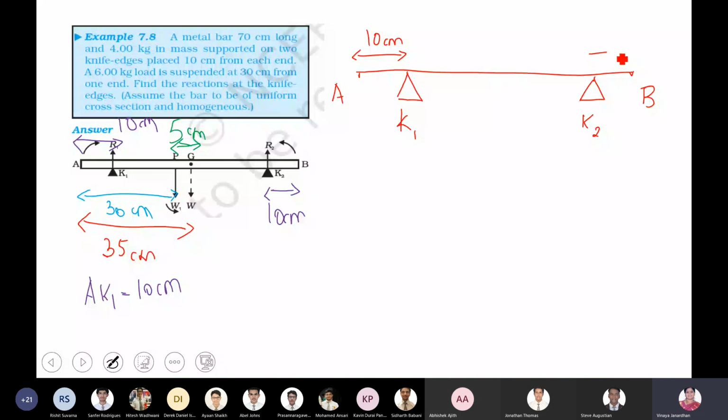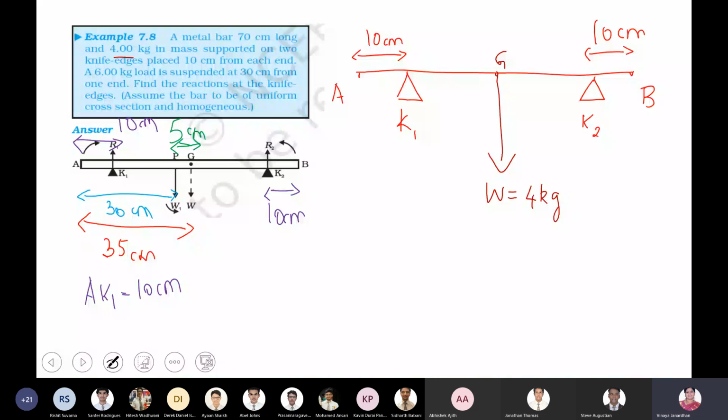Next, look at this. The weight of the body of the metallic rod is 4 kilograms. We'll consider this point as the center of gravity, G. From G, you have a weight W. What is the weight? 4 kilograms, correct? The weight of the body is 4 kilograms. Generally we say the weight of the body acts at the center of gravity. The entire weight is concentrated over there.